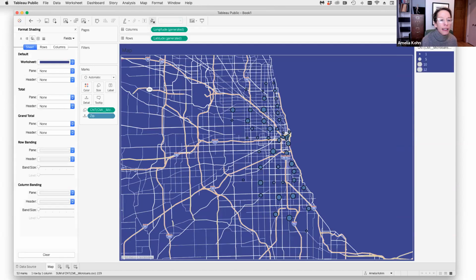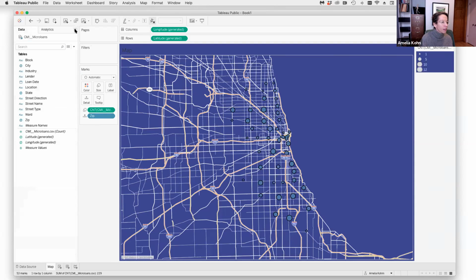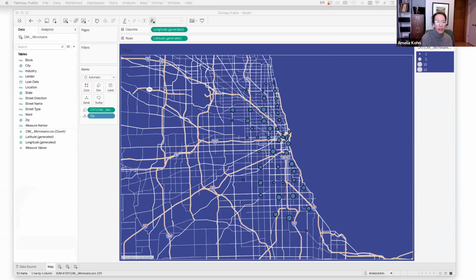Let's see, I think that's all I want to do there. Okay, so I'm going to click off format shading, so I don't have to look at that menu. I'm going to go on to the next step. Now I want to change the color of the circles because of course they're not standing out very much because it's blue on blue here.